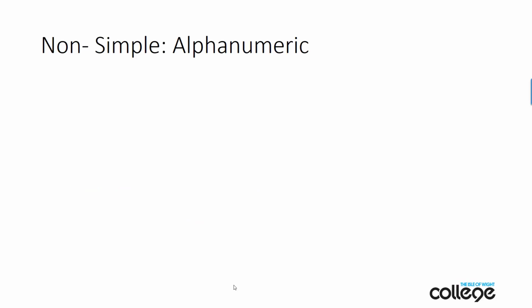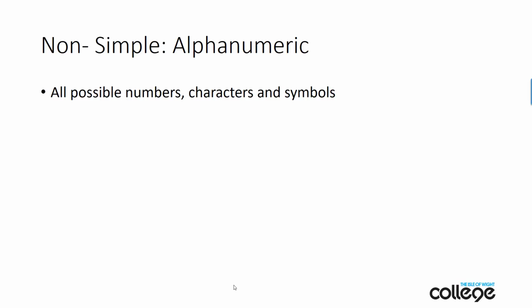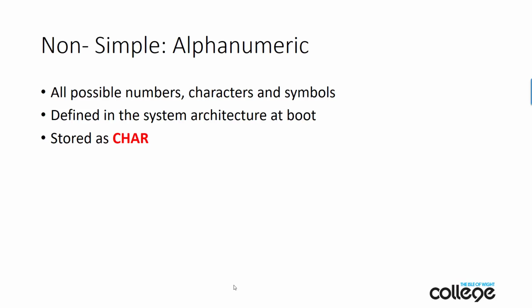We talk about non-simple types, and alphanumeric is one of the non-simple types. The alphanumeric can hold all the possible numbers, characters, and symbols that are defined in the architecture of your system. They are loaded into your system at boot time through the BIOS, and they are defined for the architecture of the processor that you're going to use. We store a character, and a character can be a number, a letter, or a symbol. We've got all of those defined in the structure of the set that we are using.